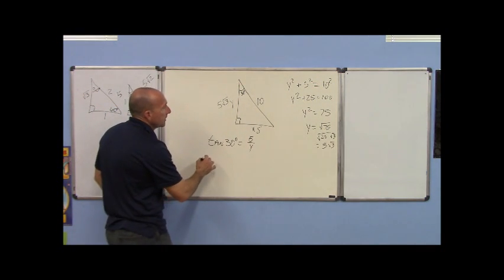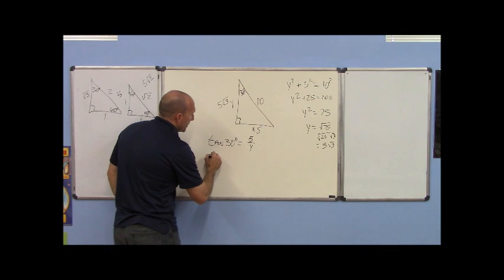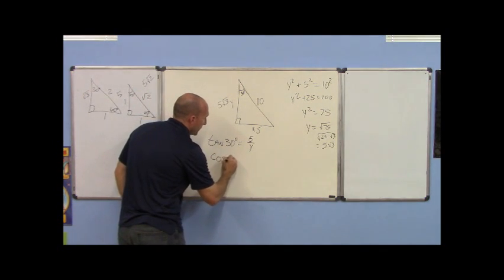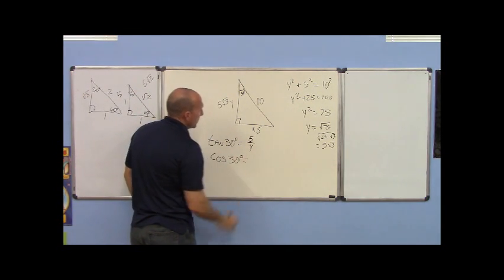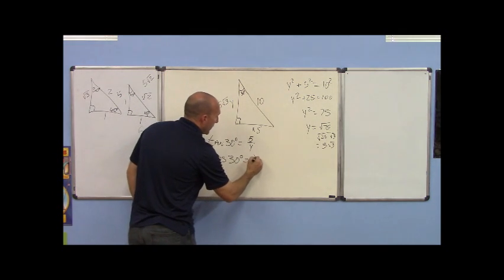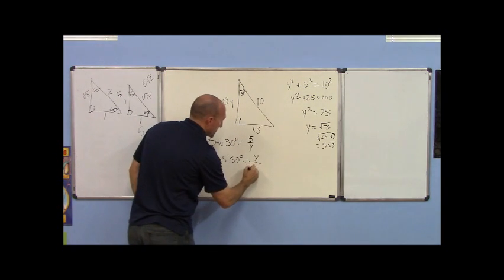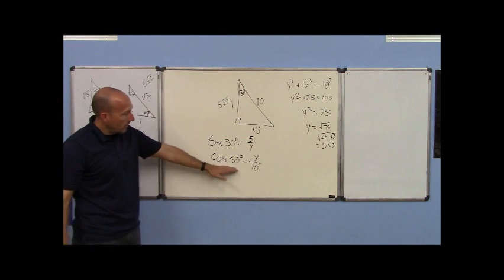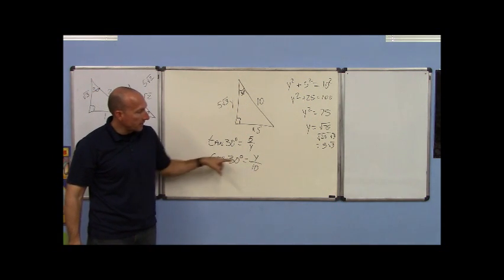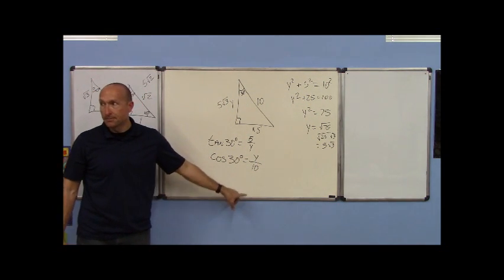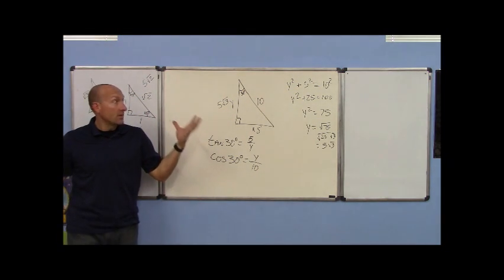You could do the cosine of 30 degrees equals adjacent y over hypotenuse 10. And so find the cosine of 30 degrees, multiply it times 10, and you will get y. I like that, all these different ways.